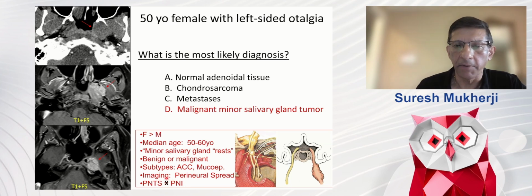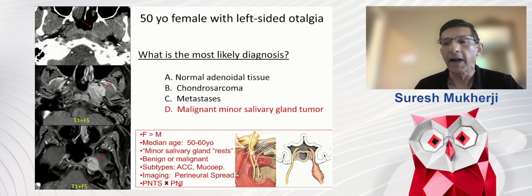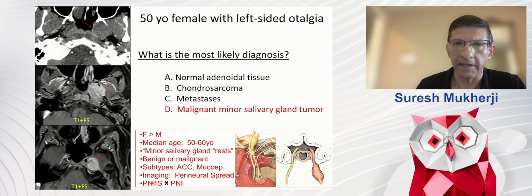Now, I do want to point out that perineural tumor spread is not the same as perineural invasion. Perineural tumor spread is what we see here. This is tumor growing along the nerve. If you work closely with your pathologist, they do specifically evaluate for perineural invasion. Again, this is a histologic diagnosis, whereas perineural tumor spread is a macroscopic diagnosis.